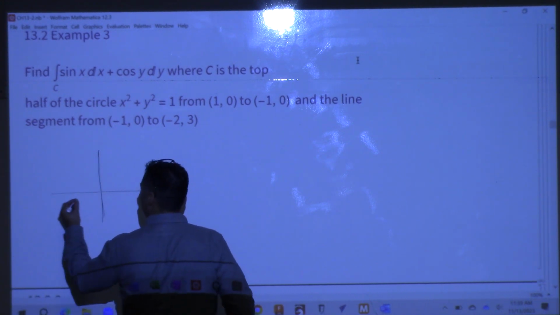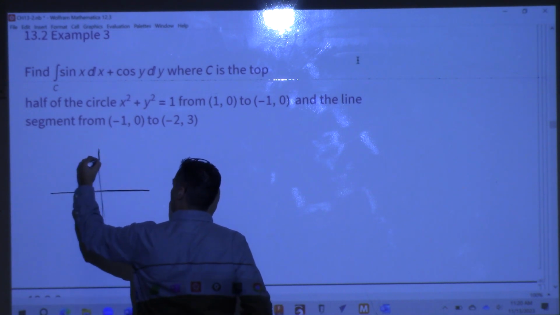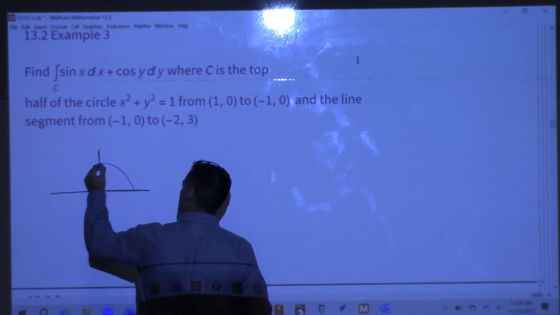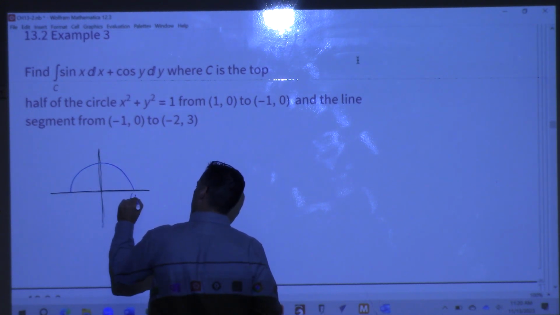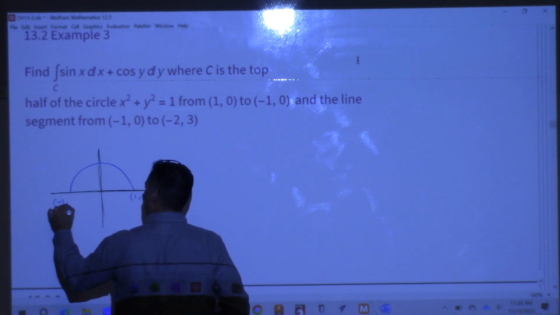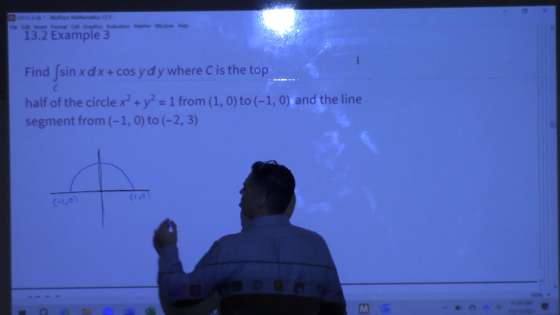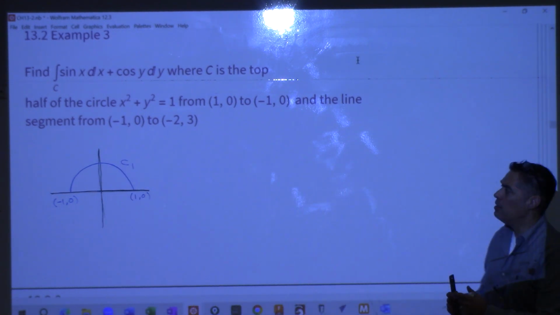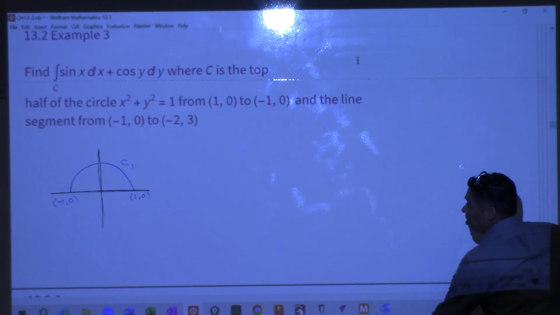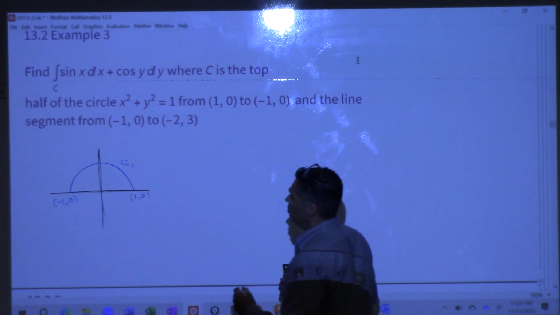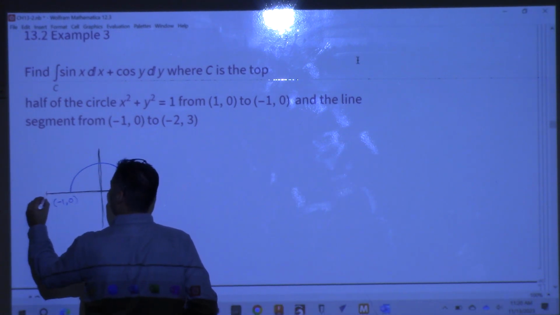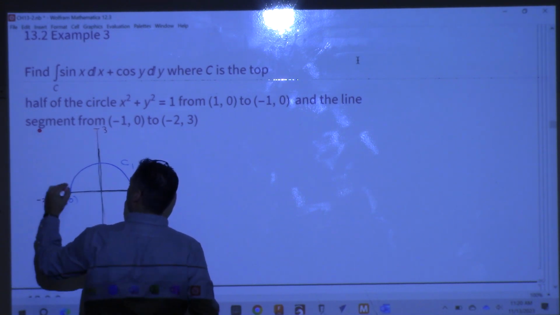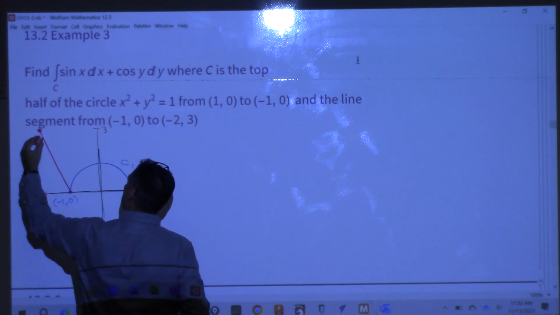Okay, so let's see. Top half of the unit circle from (1, 0) to (-1, 0). I'm going to call this C1. I'm breaking this up into two pieces. And then C2 is the line segment that goes from (-1, 0) to (-2, 3). (-2, 3) is going to be kind of way up here, sorry. Good enough right there. That's C2.